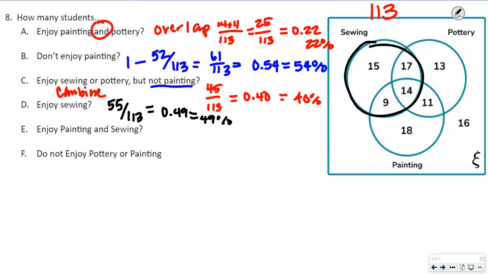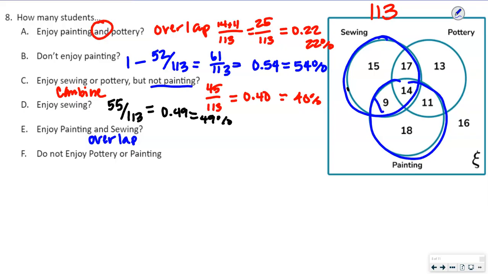Then it says enjoying sewing and painting. Painting and sewing, right? So if we're talking about painting and sewing, what does this and mean again? It means what? Overlap. So we're looking for where those two overlap. So we've got painting here, we've got sewing there, and right there's our overlap, isn't it? There's our overlap. So 9 plus 14, that's 23. So this is going to be 23 over our 113. Again, does not reduce, 0.20, and that is 20%.